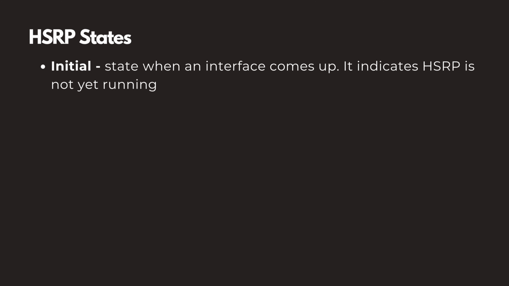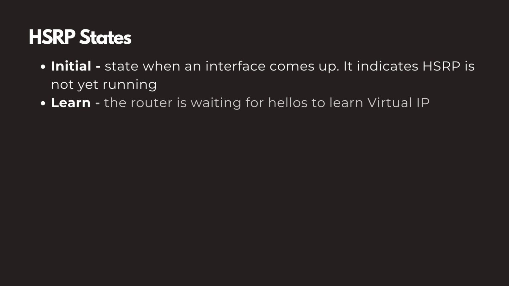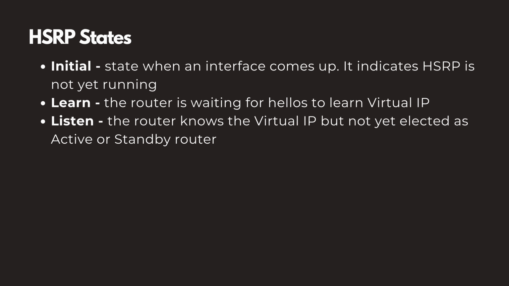Upon configuration, routers undergo different HSRP states before they identify their roles, starting with the initial state. This is when an interface comes up. It indicates HSRP is not yet running. After that, it goes to learn. The router is waiting for hellos to learn the virtual IP. Then it listens. The router knows the virtual IP but is not yet elected as active or standby router.